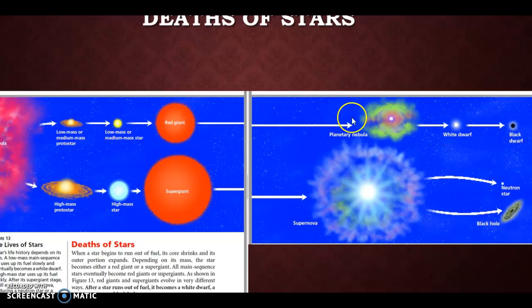So that's how we are going to go out as our sun, which is a medium mass star. We'll eventually become a red giant, which will turn into a planetary nebula with just this little thing in the middle that's still glowing, a white dwarf, then a black dwarf.